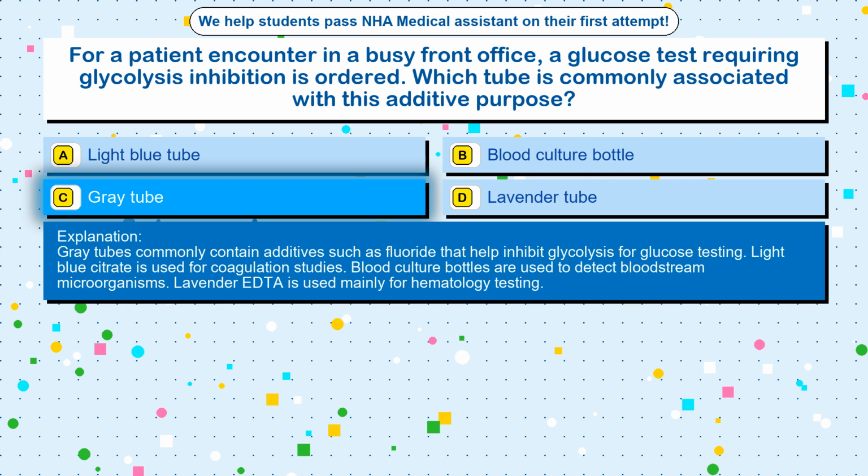Gray tubes commonly contain additives such as fluoride that help inhibit glycolysis for glucose testing. Light blue citrate is used for coagulation studies. Blood culture bottles are used to detect bloodstream microorganisms. Lavender EDTA is used mainly for hematology testing.